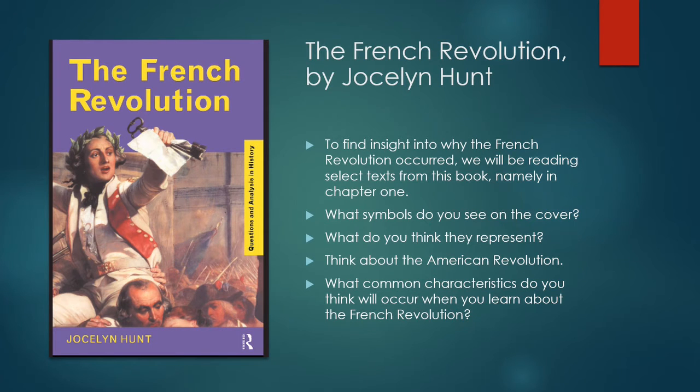Alright, so the book we're going to be using is called, guess, The French Revolution by Jocelyn Hunt. This book is going to help us find insight into why the revolution occurred, why it happened, who were the main players involved. Look at the title. Look at the cover page. Do you guys see any symbols on there? What do you think they represent? And take a moment just to think about the American Revolution. What do you think they have in common? What do you think they have different? What do you think that's going to happen during the French Revolution?